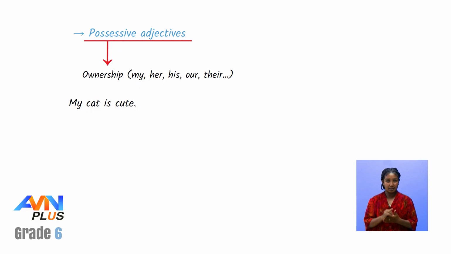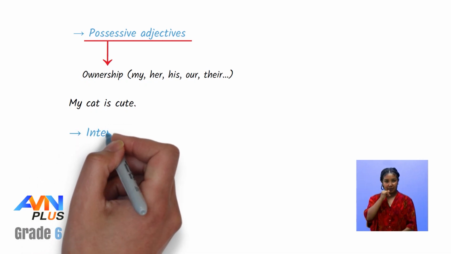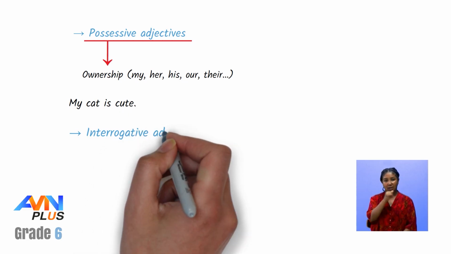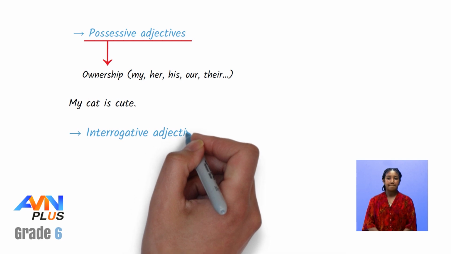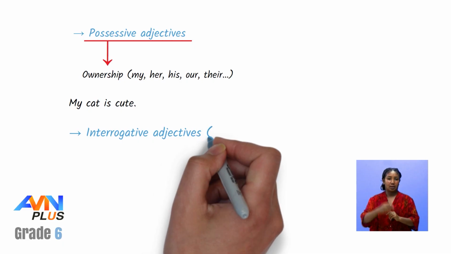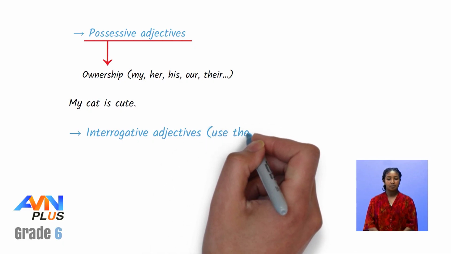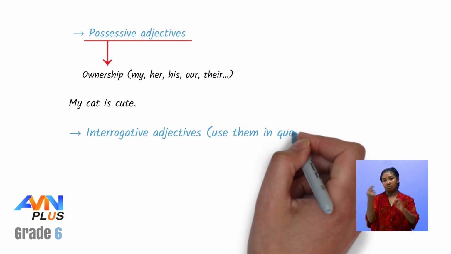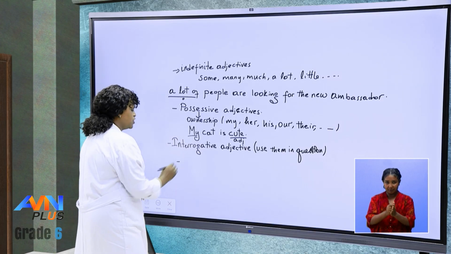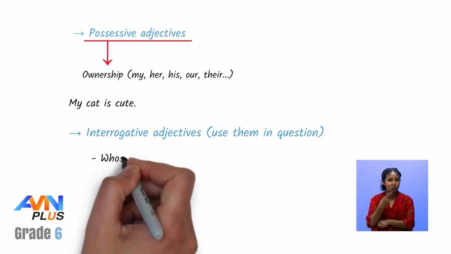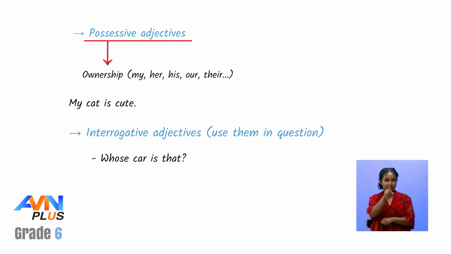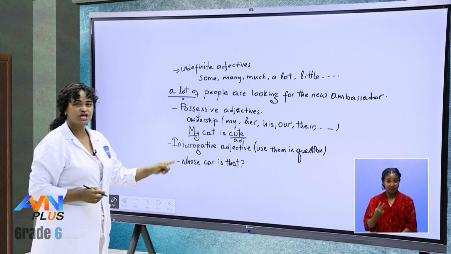This is what? Interrogative adjectives. These adjectives, actually, they are different. We use them in question forms, okay? I will show you that with an example. For example, look, whose car is that? You see? Whose car is that?